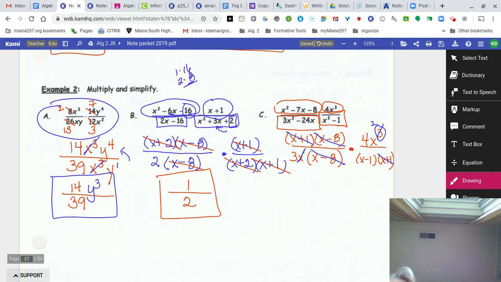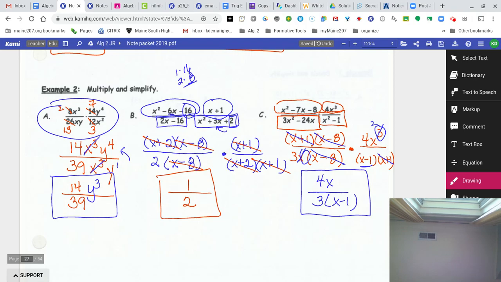Now, what's left on top is a 4x. And what's left on bottom is a 3. Remember, we canceled that one out. And an x minus 1. You do not have to multiply anything together. Leave it just like that.